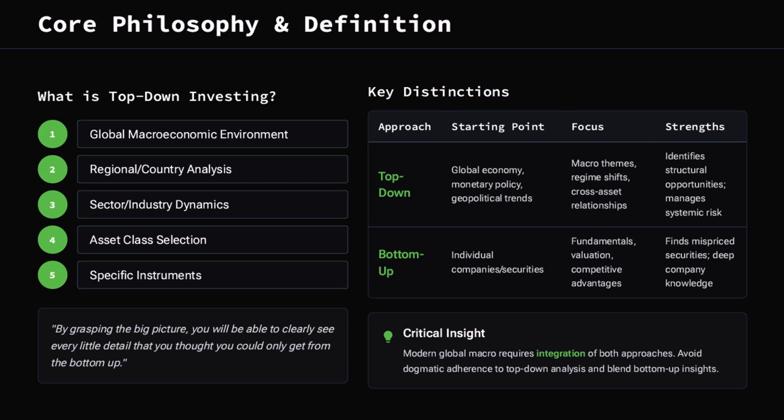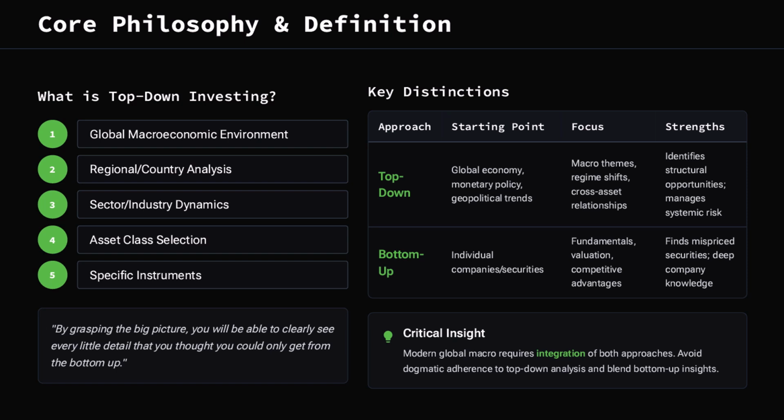As the slide notes, by grasping the big picture, you'll clearly see details that bottom-up analysis alone might miss, because context transforms observation into insight. Let's compare top-down and bottom-up approaches side by side. Top-down analysis starts with the global economy, monetary policy, and geopolitical trends. Its focus is on macro themes, regime shifts, and cross-asset relationships. Its strengths: identifying structural opportunities and managing systemic risk across your portfolio.